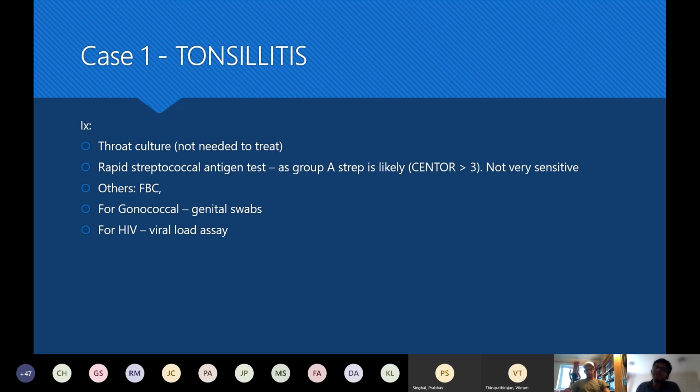Let's assume it's bacterial. What would you do before that? You want to check allergies, because remember, in kids, they've likely never taken antibiotics before, but if they have, you want to find out whether they're penicillin allergic or not. So yes, do check antibiotics.